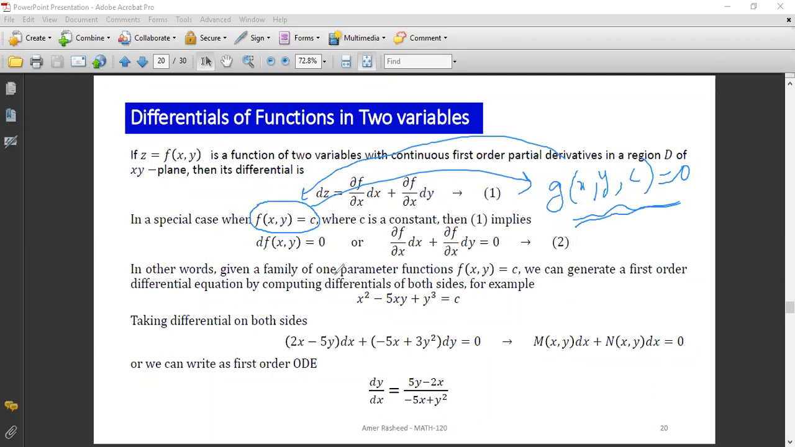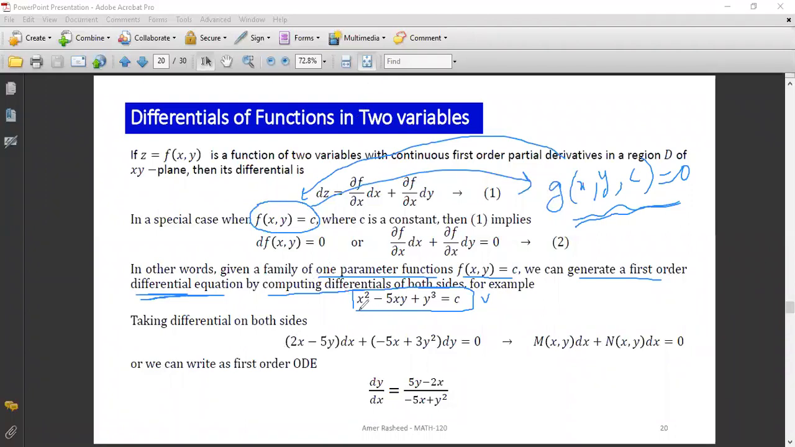So if we are given a one parameter family of solutions f(x,y) is equal to c, we can generate a first order differential equation by computing differentials on both sides. For example, this is a solution of some first order differential equation, and it is a one parameter family of solution. Then we can take the differential on both sides.